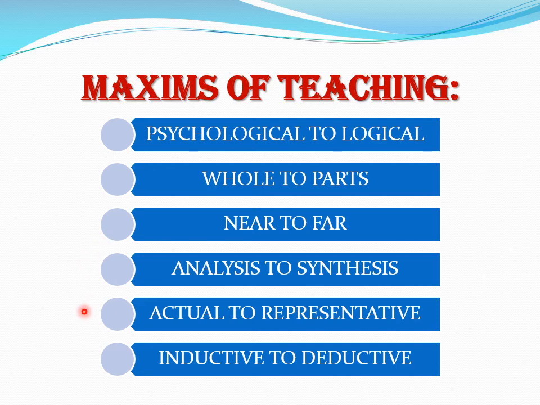Last but one maxim to be followed is proceed from actual to representative. When actual objects are shown to children, they learn easily and retain them in their minds for a long time. This is especially suitable for younger children. Representative objects in the form of pictures, models, etc. should be used for the grown-ups.